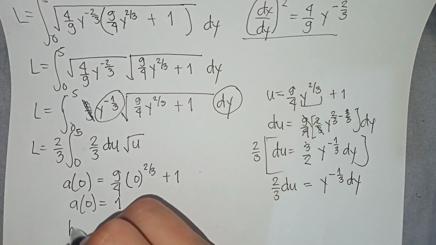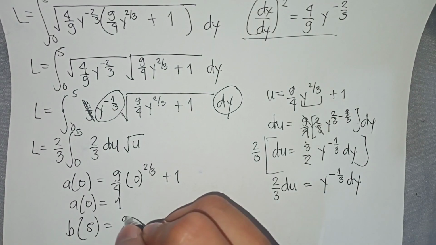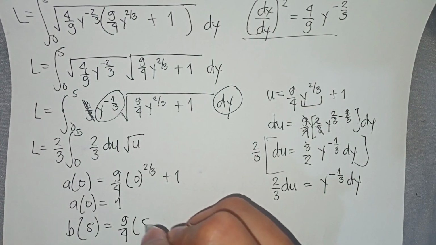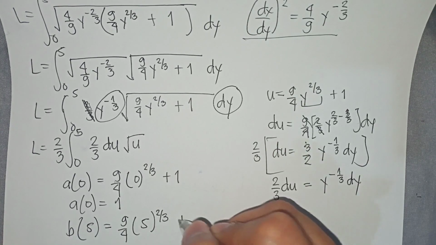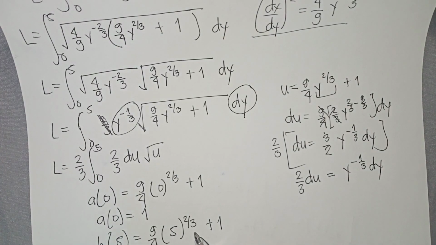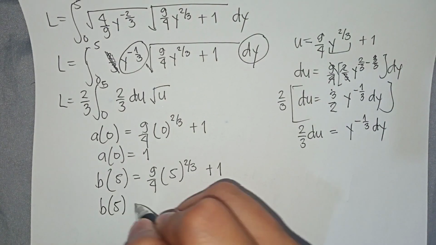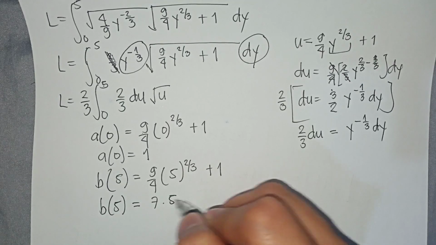So, ang bagong value ng b natin, since ang ginamit natin kanina ay 5, so, evaluate natin yan. 9 over 4 times 5 raised to 2/3 plus 1. Okay, so gamitin natin yung calcu kasi wala namang square root, cube root ng 5, no? Okay, so 9 over 4 times 5 raised to 2/3 plus 1. So, approximately, ang bagong value ng b natin, yan ay 7.5790.